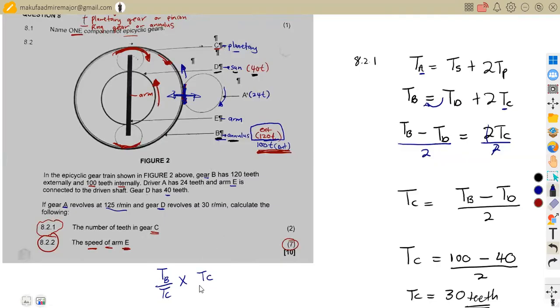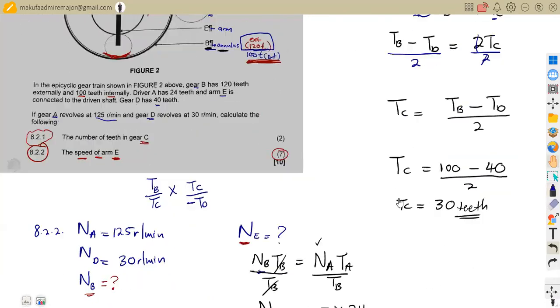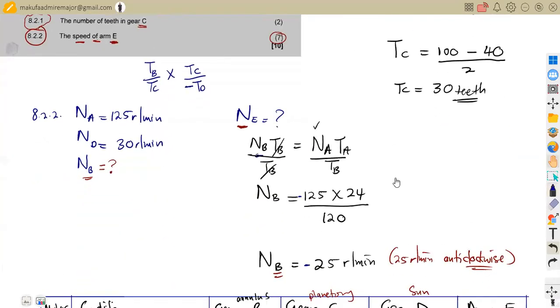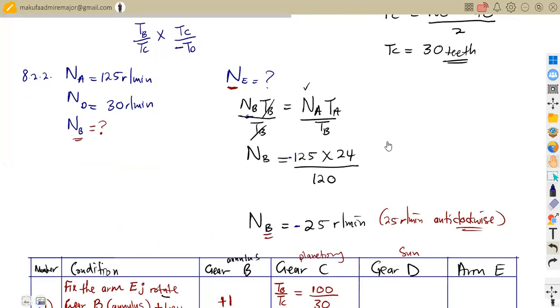So it's going to be TC over the driver, which is now the sun. The sun is going anti-clockwise, so it's going to be minus. The sun is the one that is represented by D, so it's going to be minus TD, like this. Meaning it's going anti-clockwise, so it's going to be carrying a negative on that part. So this is the formula that we are going to use.